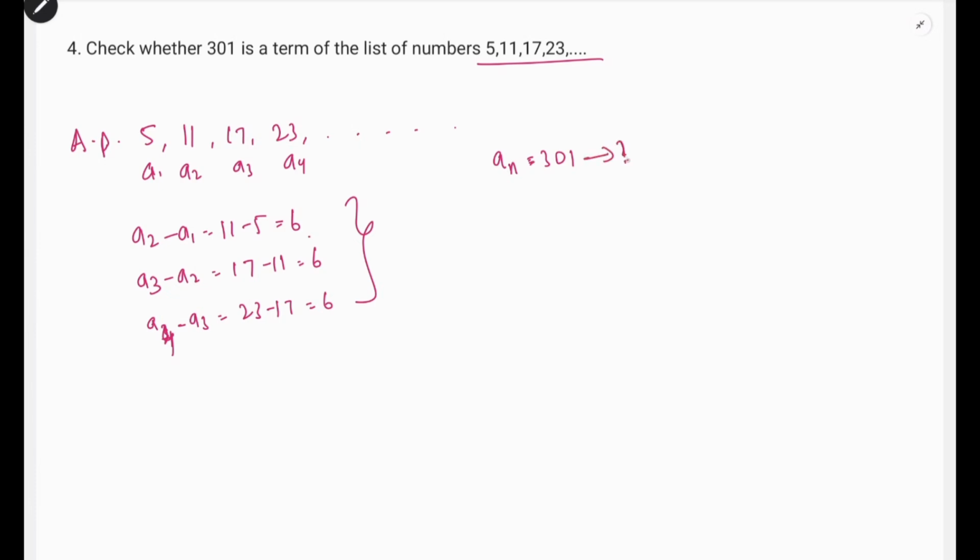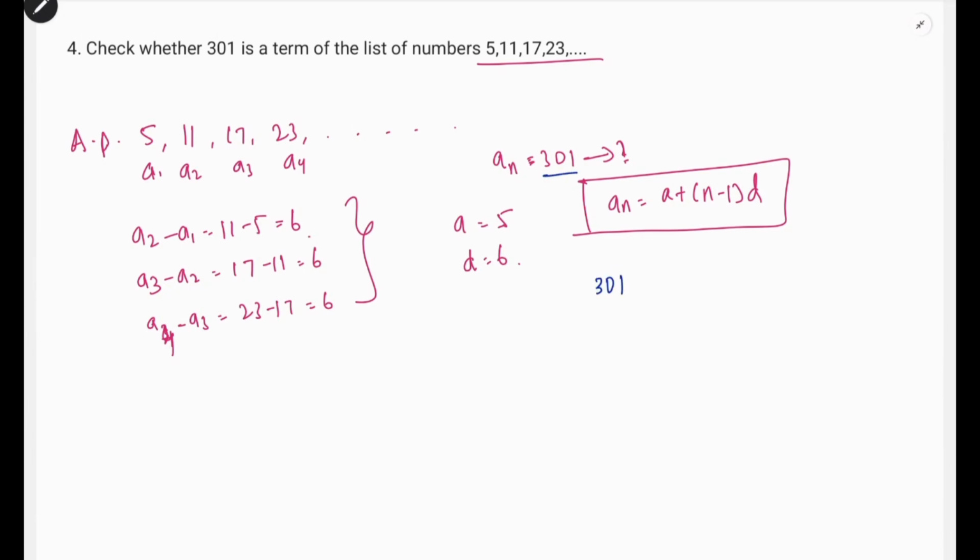Now in this AP, A is 5 and the common difference is 6. Now we will check this. An is A plus n minus 1 into D. Okay, this is the formula. Now we will check An. See, An is 301. We need to find out which term it is, if it is a term at all.